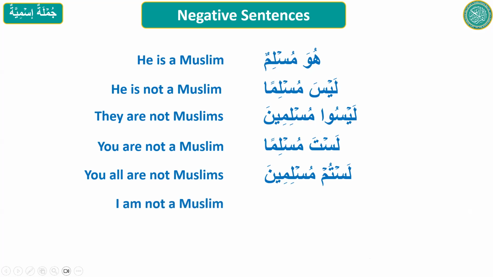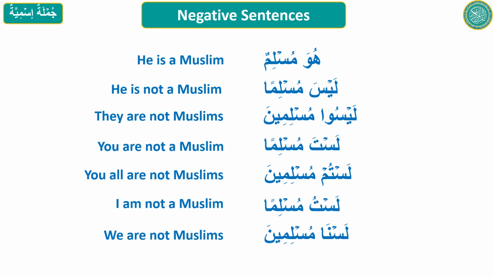Emma, I want to say I am not a Muslim. How to say that? Lastu musliman. Very good. And I want to say we are not Muslims using a derivative of laysa. Lasna muslimina. Good. So it's simple, right? Yeah, very good. Thank you, Emma.